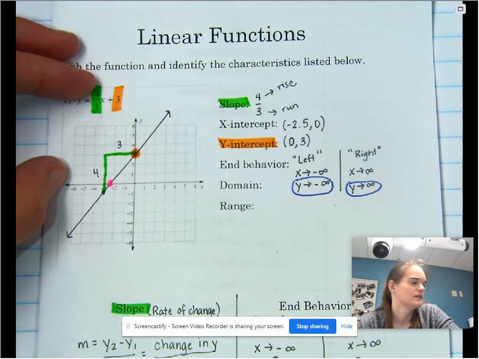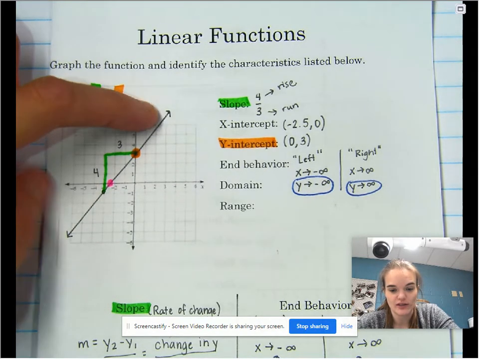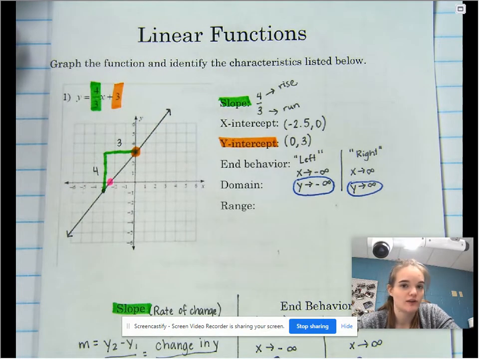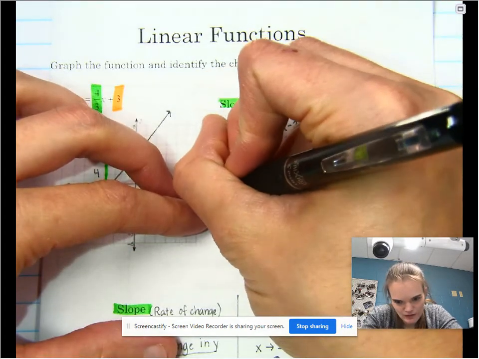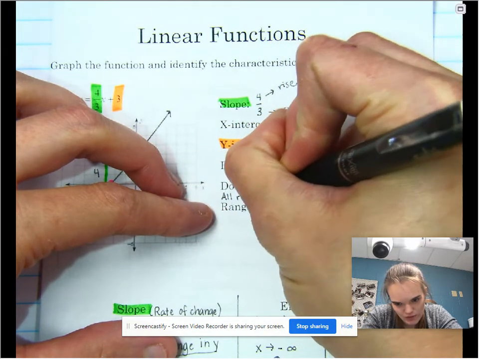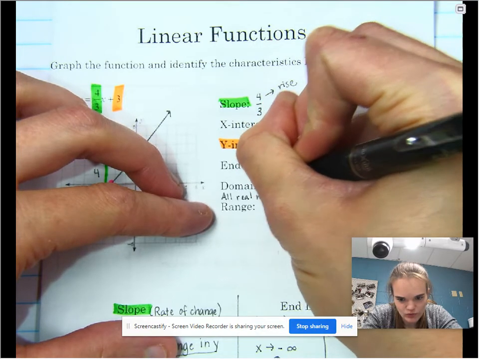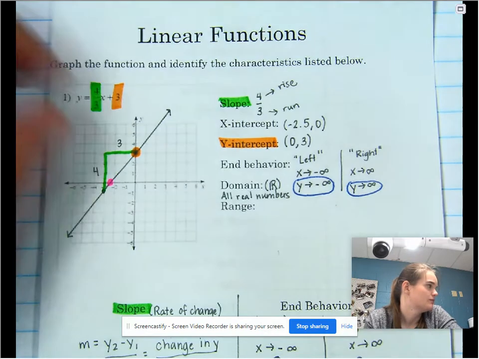All right, domain. Domain means what x values are appropriate for this function. Well, right now, it looks like they're all appropriate. If this went on forever, then every single x value can be used. To say that, we're going to say all real numbers. There is a shortcut for all real numbers, and that is R with 2 lines. This is what we will use from now on.